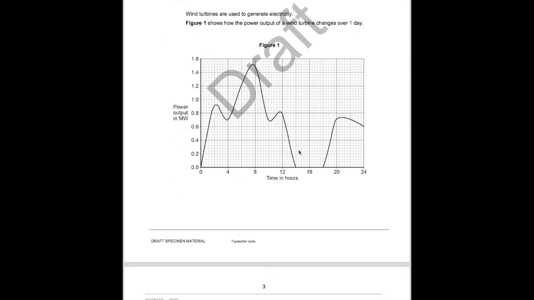Wind turbines are used to generate electricity. Figure 1 shows how the power output of a wind turbine changes over one day. So there's midnight, I guess, 4 o'clock in the morning, 8 o'clock in the morning, noon, 4 o'clock at night, 8 o'clock at night, midnight again. And you can see the power output in megawatts, which means millions of watts. You can see how it's going up and down. At this point here, it's not producing any power, and then it comes up again there.